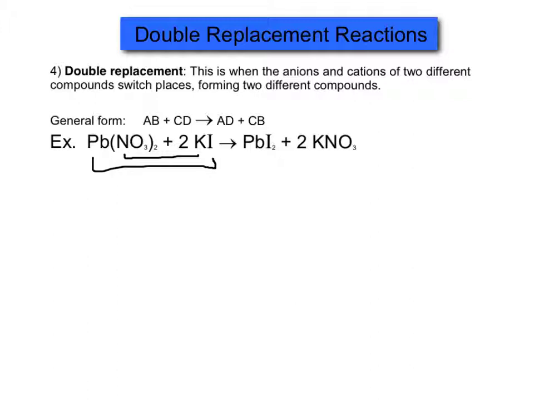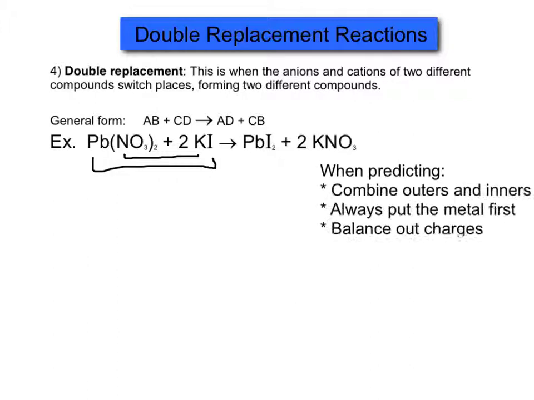Let's look at what we have to do in order to predict these types of reactions. So in predicting, we're going to have to combine the outers and inners. When we form the new compounds, we're always going to put the metal first. And don't forget to balance out the charges. Since we're going to be forming ionic compounds, you should be doing T-charts. Let's try this out with an example.